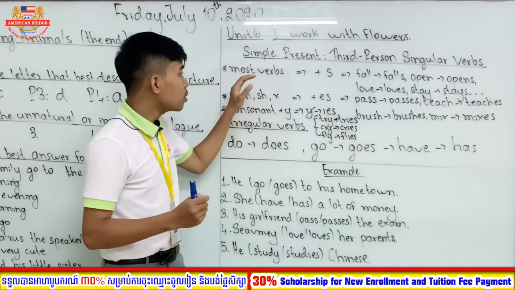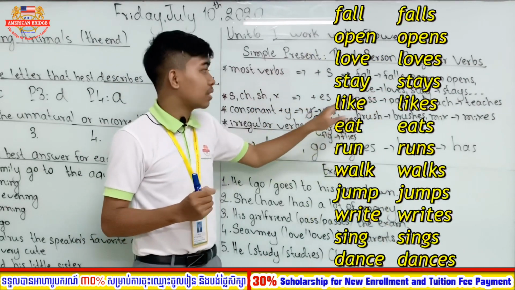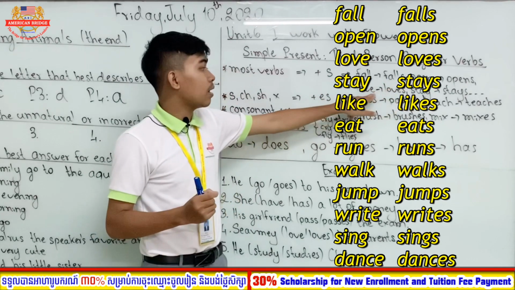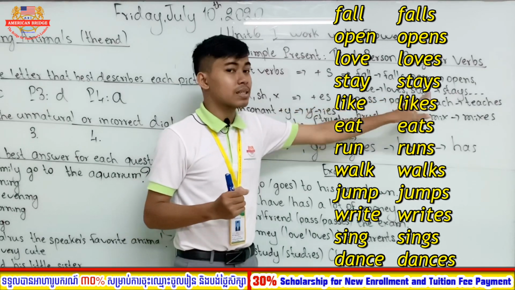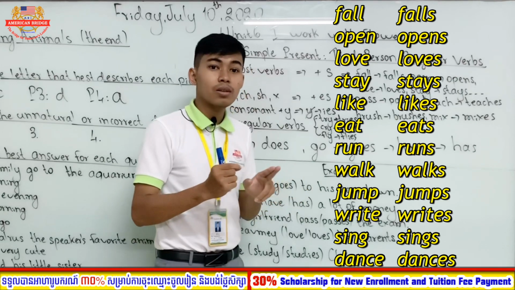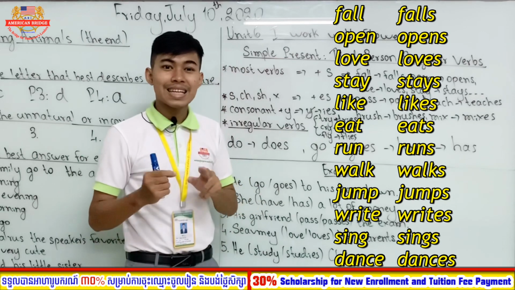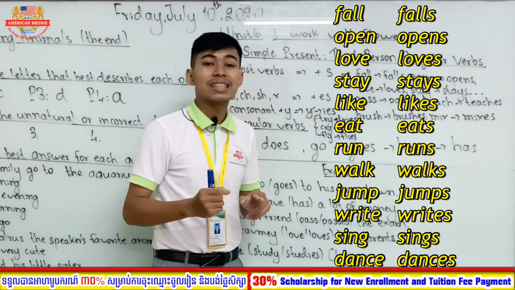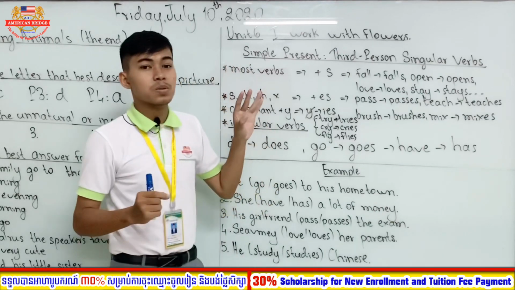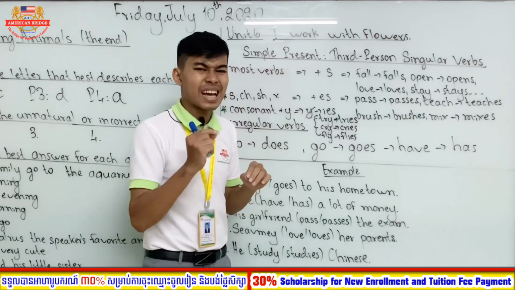So again, most verbs when we use them with third person singular, we have to add s. Like the word fall, falls. Open, opens. Love, loves. Stay, stays. Like, likes. Eat, eats. Run, runs. Walk, walks. Jump, jumps. Sing, sings. Dance, dances. Write, writes. So most verbs we have to add s, but some verbs we don't add s, we have to add es.